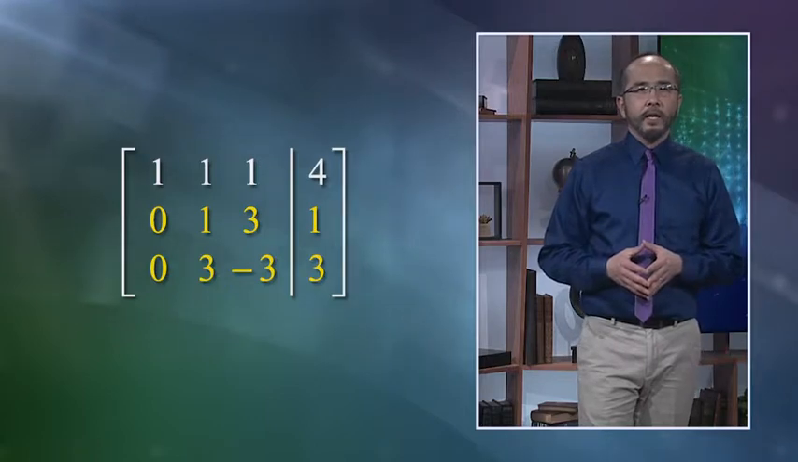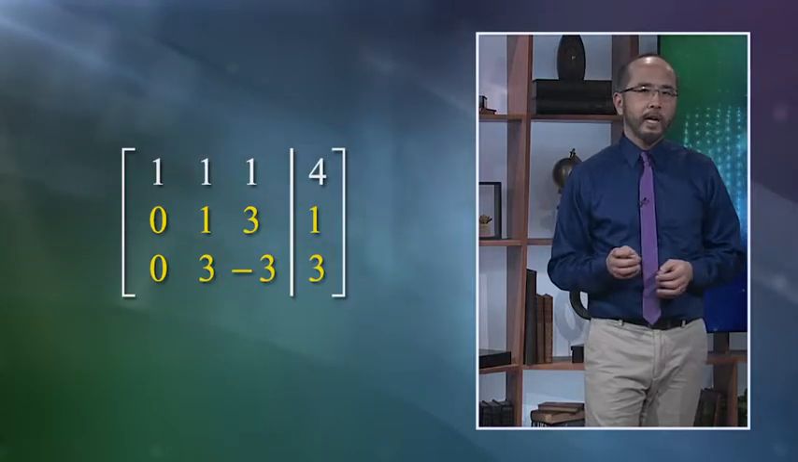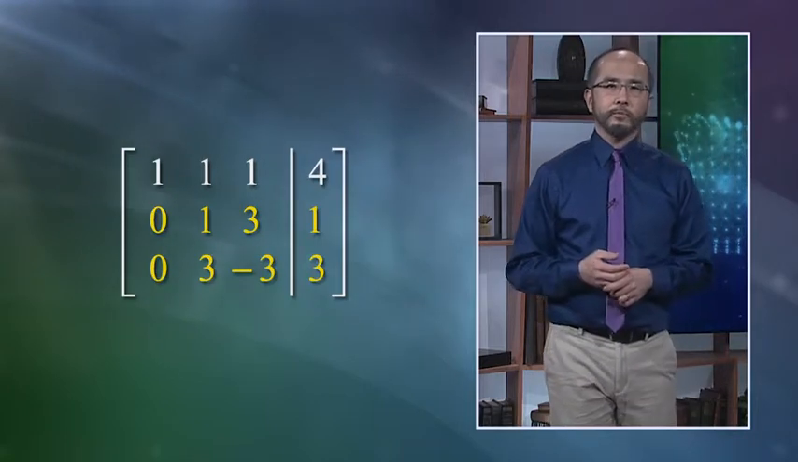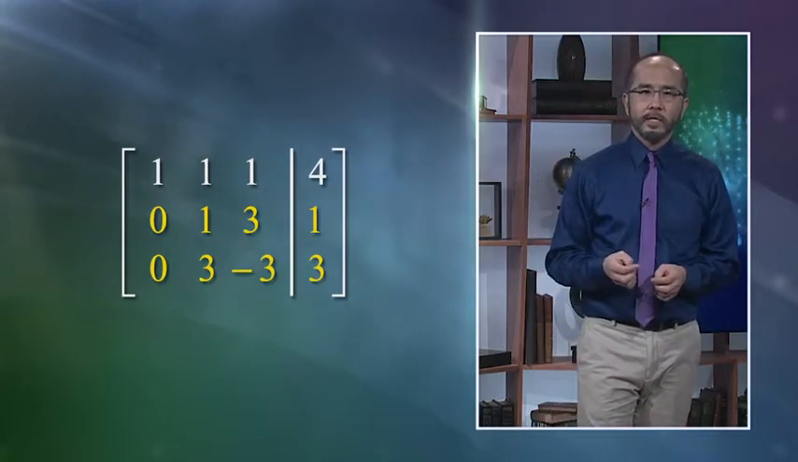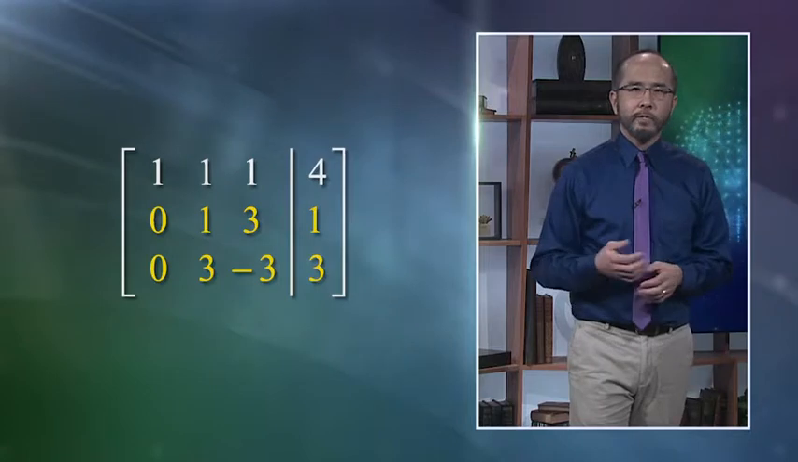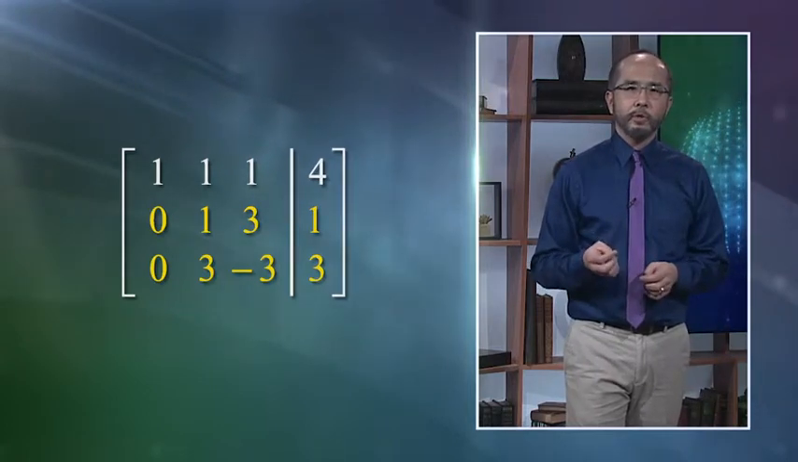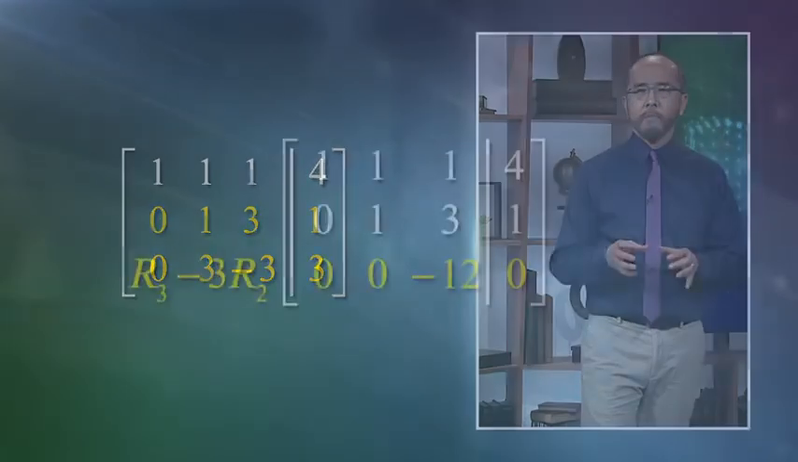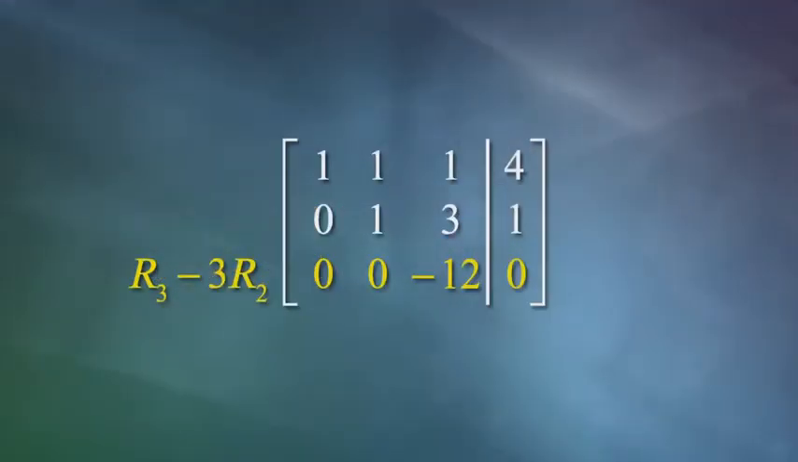Now, I can get a 0 on the bottom of the second column by subtracting 3 times the second row. Notice how this doesn't mess up the work I did to zero out the first column because both row 2 and row 3 had zeros there. So then I'll get this. Now, I can multiply the third row to get this.